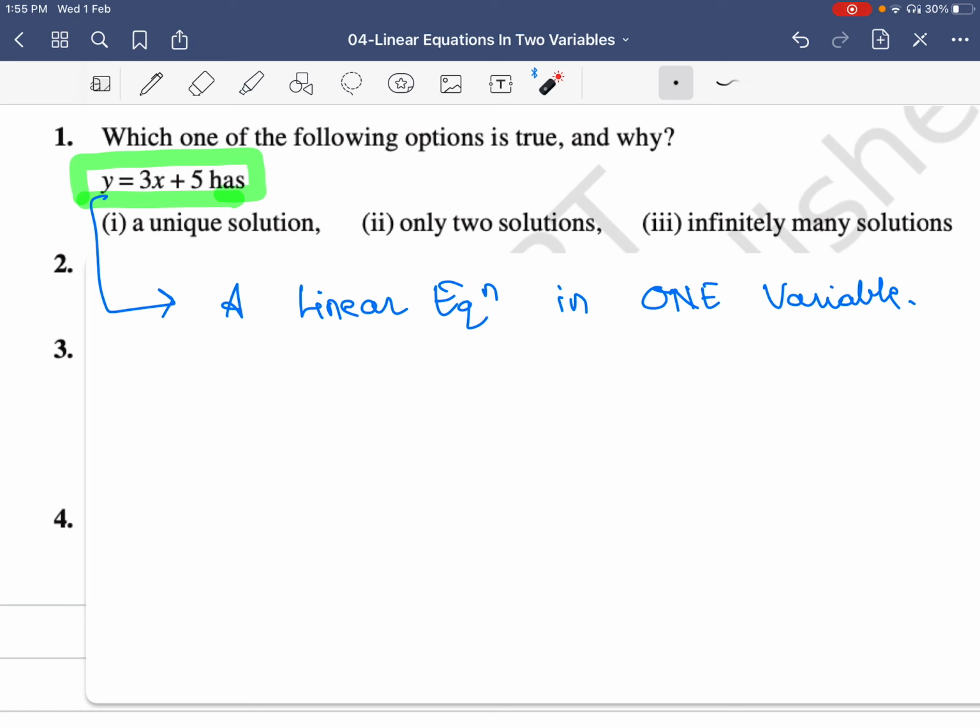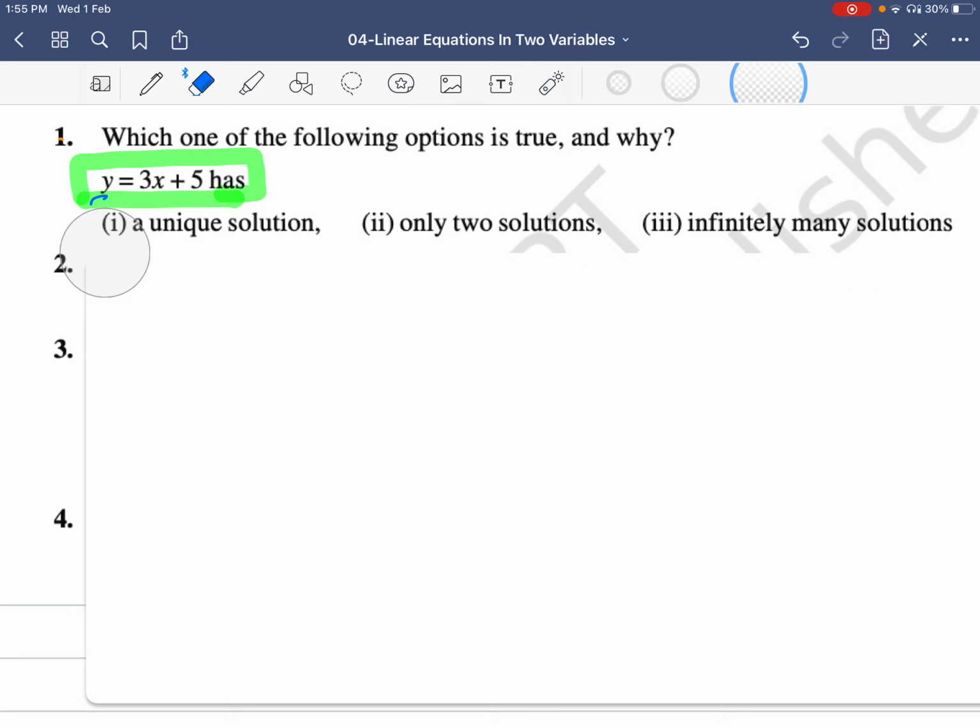And we know that all the linear equations in one variable have exactly how many solutions? They have exactly one solution. Every linear equation in one variable has exactly one unique solution. So from the given options, option number 1, a unique solution, will be the right answer. We also have to explain why. Because it is a linear equation in one variable, and every linear equation in one variable has only one solution. So that's how we have solved problem number 1.